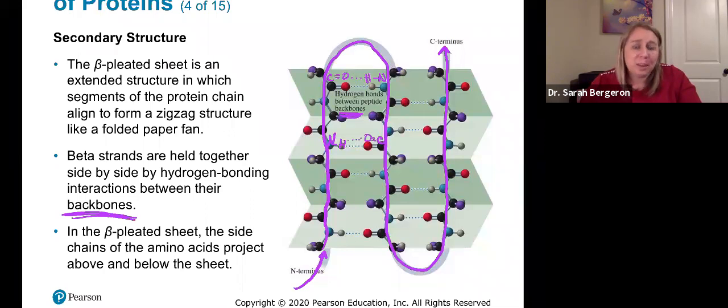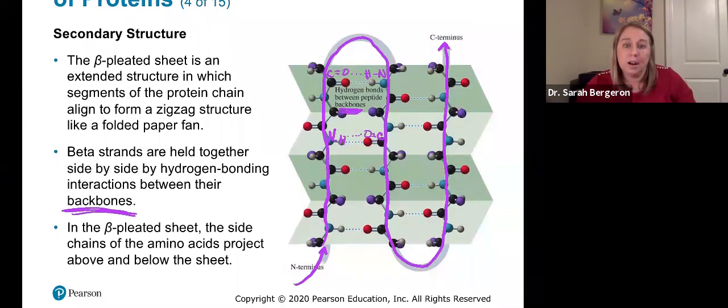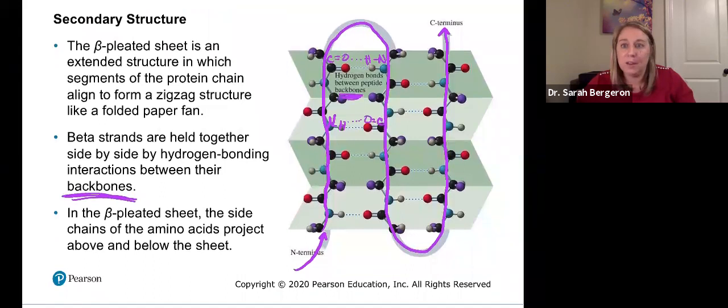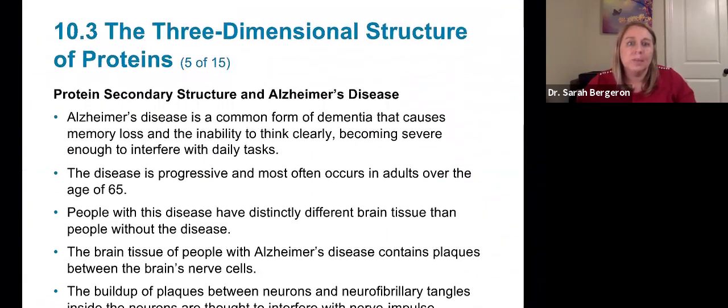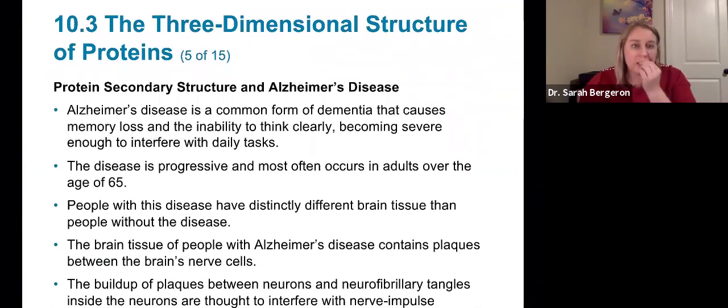So on the beta pleated sheet, what happens with those side chains is the side chains are either projecting, if this is the backbone itself, they're either projecting out like into the screen towards you or behind towards me, right? But the side chains are not interacting in that secondary structure. They're hanging out and they're waiting for the next interaction. So how important is protein secondary structure? Well, it turns out super, super important.